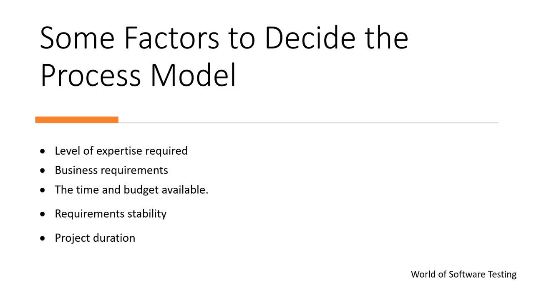Then the time and budget available. Again, this is an important point. Then the requirements stability. If the requirements are volatile or flexible, then definitely we cannot go for a waterfall model or a V model. Then there will be only one option, the agile scrum model. Then the project duration. If the project duration is small, then again we can go for a waterfall model or a V model, and if it is longer, then we can go for an agile scrum model. To make an informed decision, the software test engineer needs to know all the SDLC methodologies or process models very well.